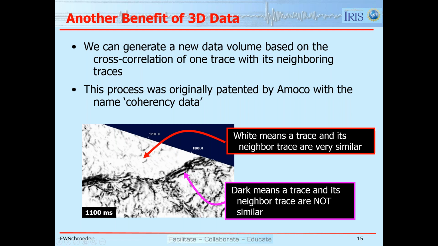And so what we do is we generate a new data volume, the coherency volume, and then we look at the time slices. We use a grayscale where white and light gray is high cross-correlation, and so not likely that there's a fault offset between a trace and its neighbor. And then the dark grays and blacks are low cross-correlation values, and that means one trace might be on the high side and the next trace is on the low side, or one trace might be on the high side and the next trace is in the fault zone itself.